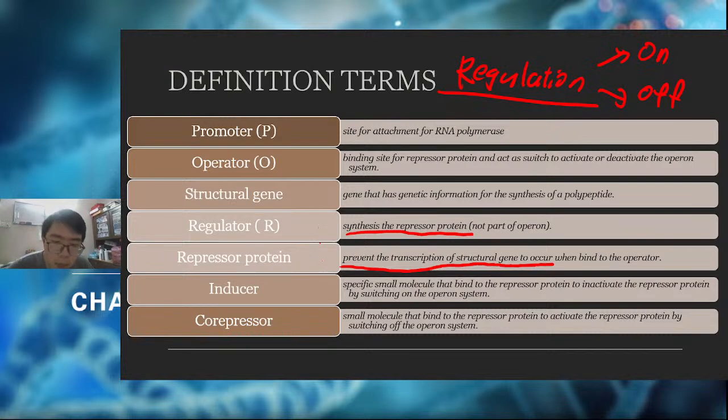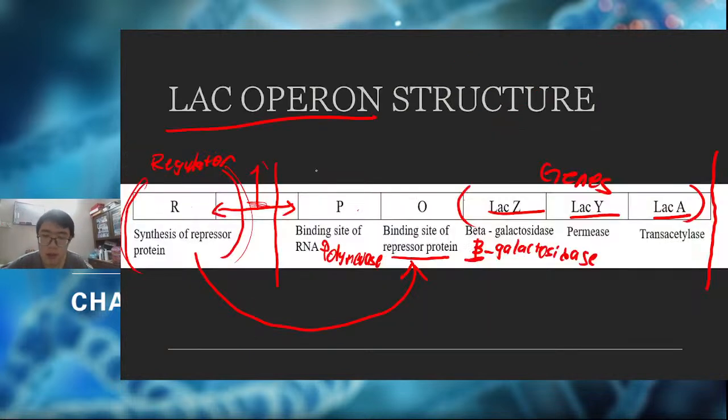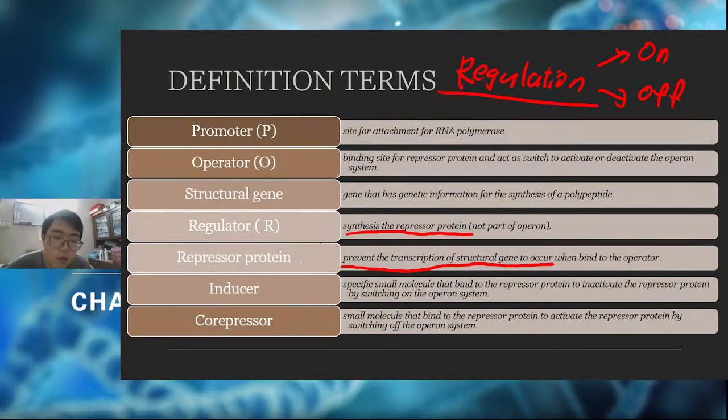If there is repressor protein and it binds to the operator, it will prevent the transcription process. That means if there is repressor protein here, transcription will not happen. If there is no repressor protein, then transcription will run as normal. So this is the repressor protein function: it prevents transcription from occurring.